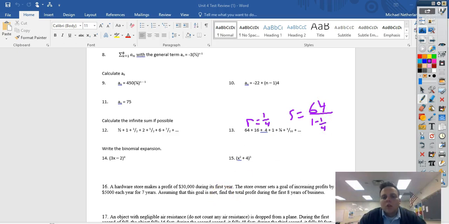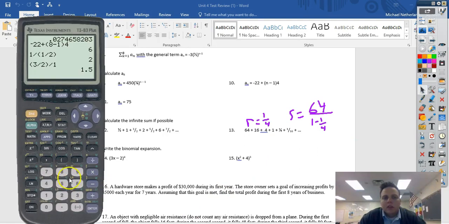Okay? So we just grab our handy dandy calculator and let it do all the heavy lifting for us. So we're just going to get 64 divided by 0.75, because that's what 1 minus 1/4 is, and we get 85.3. So the sum of this infinite geometric series, with r being between negative 1 and 1, specifically r was 1/4, the sum is 85.333, repeating.